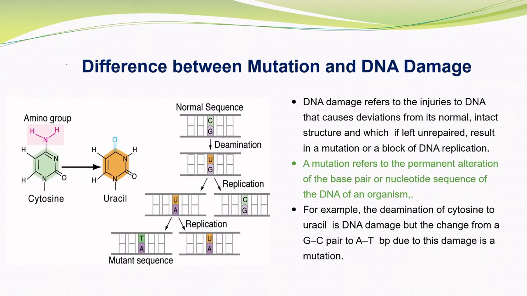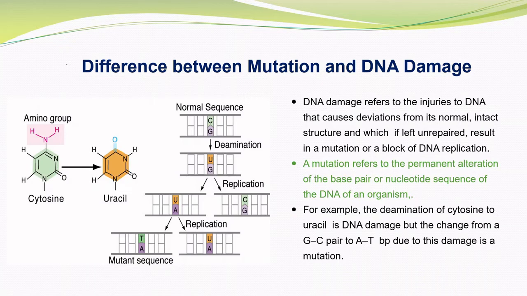Well, students, we often correlate DNA damage with mutations. However, we need to understand the difference between the two. DNA damage normally refers to the injuries of the DNA molecule that cause deviation from its normal intact structure, like we just discussed in the previous slide. If these injuries are left unrepaired, they result in a mutation or they block the DNA replication.